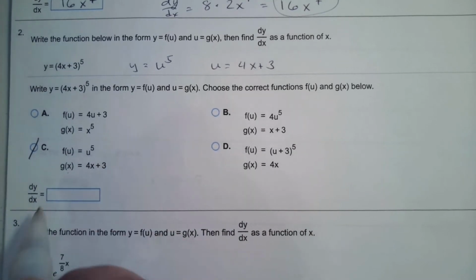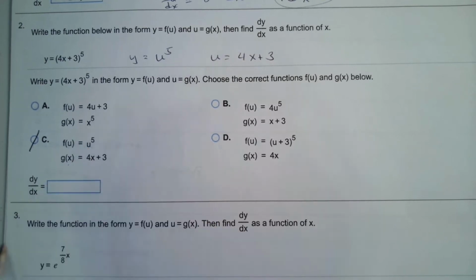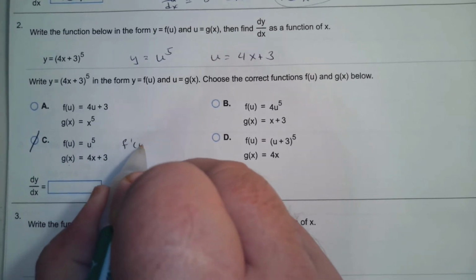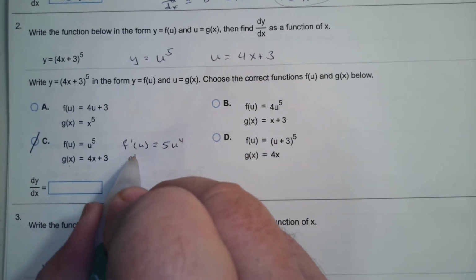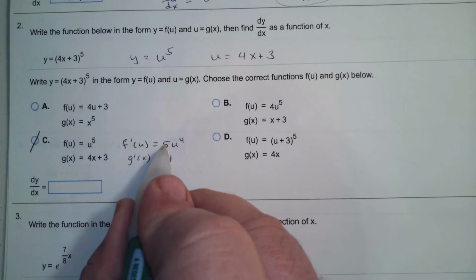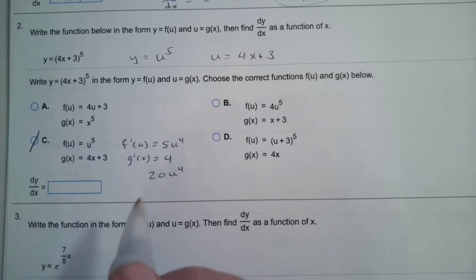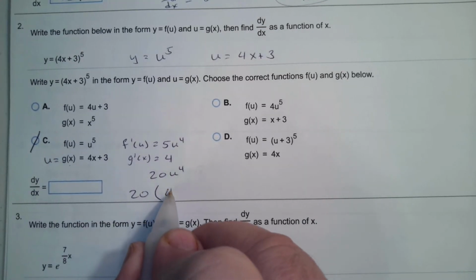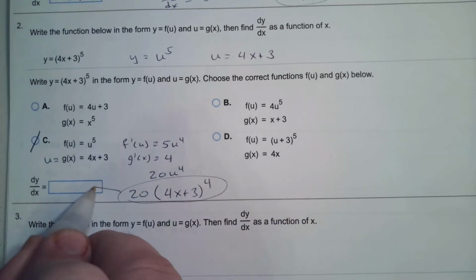We take the derivative of both of those and multiply them together, and put the u back in there. So the derivative of f of u is 5u to the 4th, and the derivative of g of x is 4. So the answer is, okay, 5 times 4 is 20, u to the 4. So 20, u, this is g of x, so it's 4x plus 3 to the fourth. There's your answer. That goes in there.